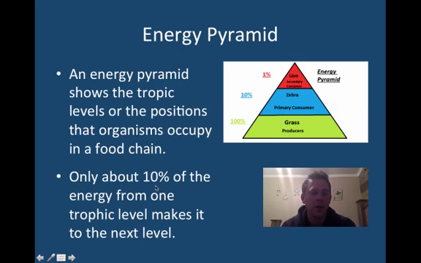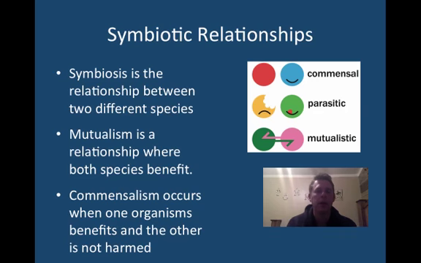So, okay, down here at the bottom, only about 10% of the energy from one trophic level makes it to the next level. So on a test, if you see a question that says what percent moves up each level, the answer is 10%. Okay, symbiotic relationships.